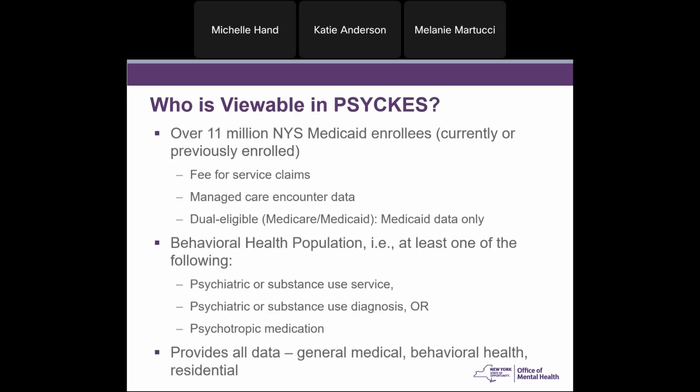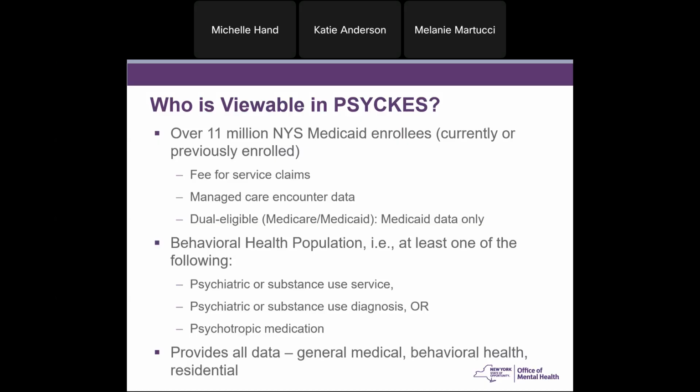So who's included in PSYCKES? Right now we have over 11 million New York State and Medicaid enrollees, either currently or previously enrolled. And this includes fee-for-service and managed care encounter data, and also includes dual eligible information. So that means Medicare and Medicaid. But in PSYCKES right now, we have Medicaid data only at this time. So if somebody has, for example, medications that are being paid for by Medicare, those would not show in the application, only Medicaid data at this time.